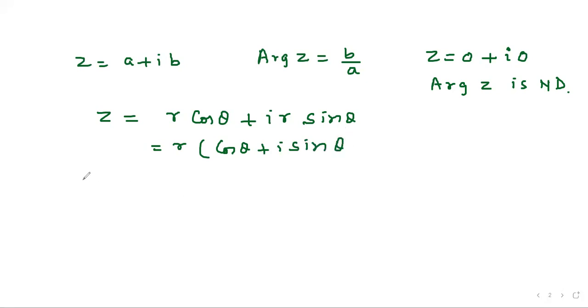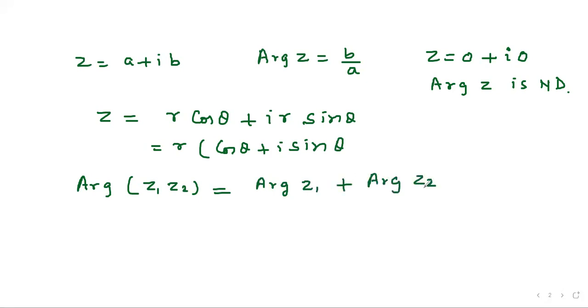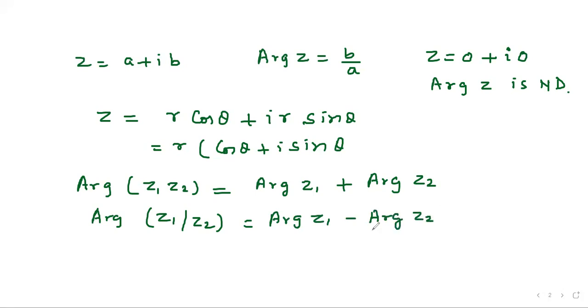Now arg z1 z2 is equal to arg z1 plus arg z2. Arg z1 upon z2 equal to arg z1 minus arg z2, and triangular inequality.